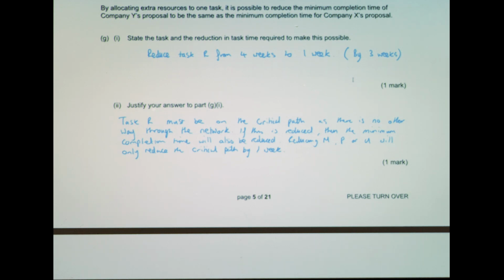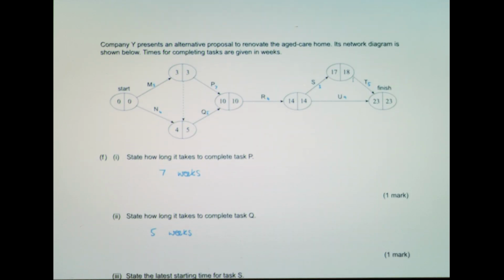Okay. So if you just go back up to the diagram, the only one that's actually possible in this case is task R. There's no other task that will allow a 3-week reduction. So they had to say that it was task R, and that it was by 3 weeks. And then the next part of the question, they had to explain why that was true.